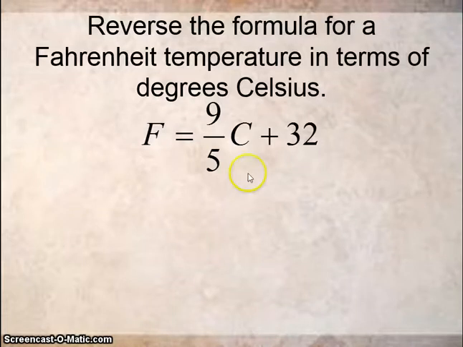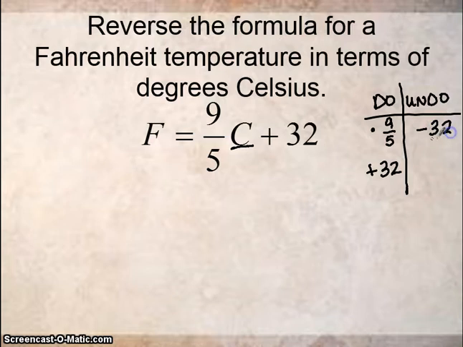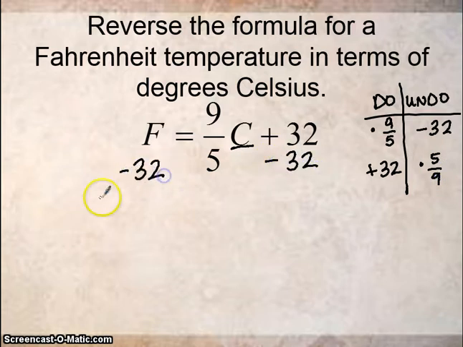So if we look at Celsius, which is here, we can see that there are two operations acting on the Celsius variable. The Celsius variable is being multiplied by 9/5 and 32 is being added to it. So to undo that, the opposite of adding 32 is to subtract 32, and the opposite of multiplying by a fraction is to multiply by the reciprocal. So the opposite of multiplying by 9/5 is to multiply by 5/9. So we'll start by subtracting 32 from each side.